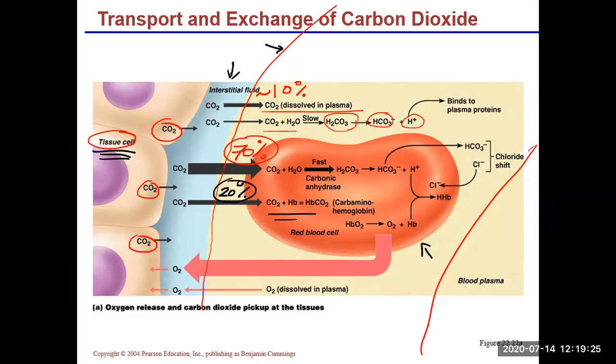And you can see, look at the size of this arrow. Look at the size of this arrow right here. A thicker arrow means more. Look at the size. It's only O2 dissolved in the plasma. All right, very, very little. The reason why it's thicker is because a greater amount, approximately 98.5% of the oxygen, is carried this way. So they are attached to the hemoglobin.